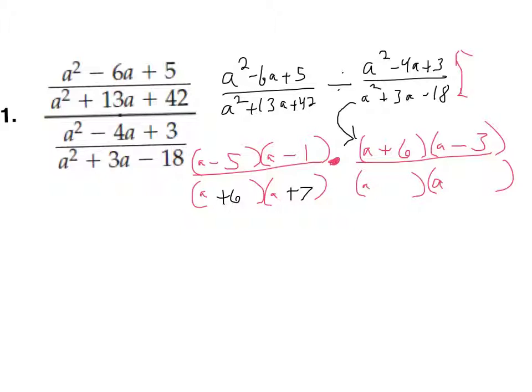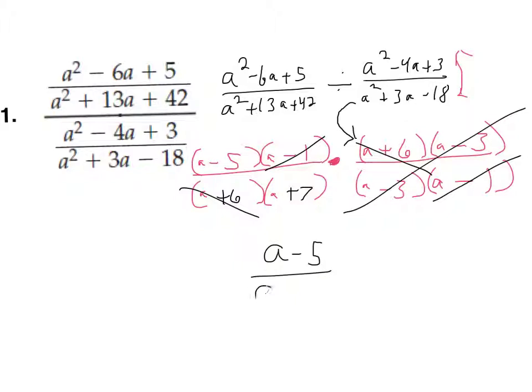And then lastly, down here, I'm going to be looking at a squared minus 4a plus 3 and asking what numbers multiply to make positive 3 but add to make negative 4. That's going to be negative 3 and negative 1. Or the other way around. Okay, now let's cancel. A minus 3's cancel, a minus 1's cancel, a plus 6's cancel, and I am left with a minus 5 over a plus 7. And that is it.